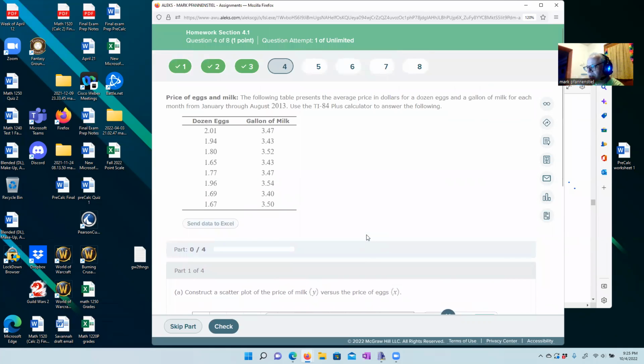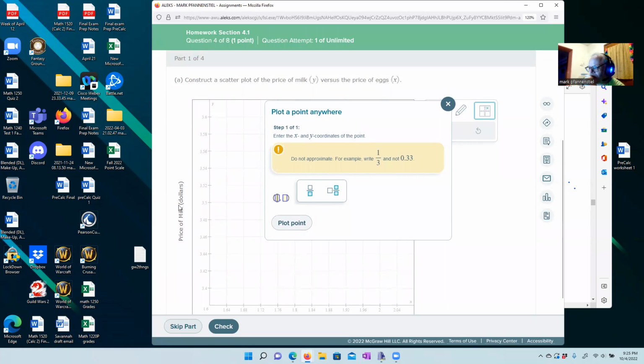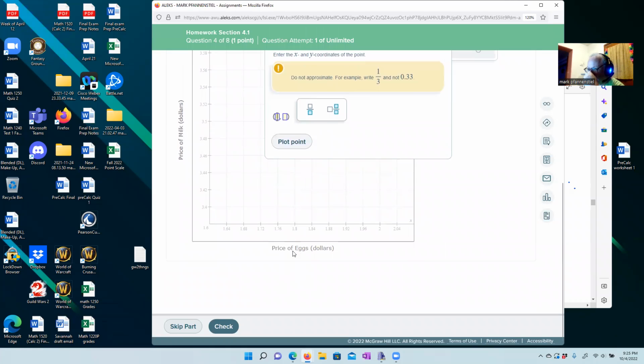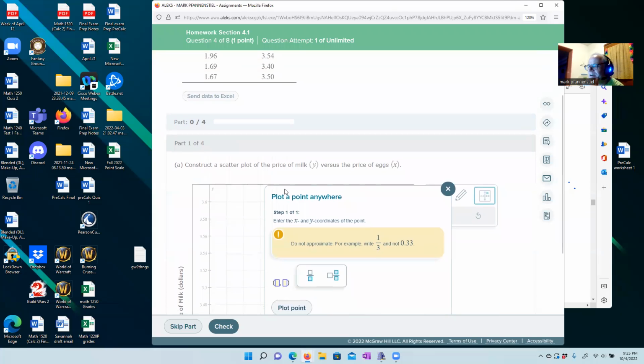So all we're going to do is choose, say, a dozen eggs. That's going to be our x value. Notice they put the eggs here on the x. The y is the price of milk. So our x is going to be our explanatory variable, the price of eggs, and our response is going to be the price of milk. We have to choose which one is which. In this case, I'm glad that they gave us the prompt because sometimes it's a little hard to tell, and that's okay.